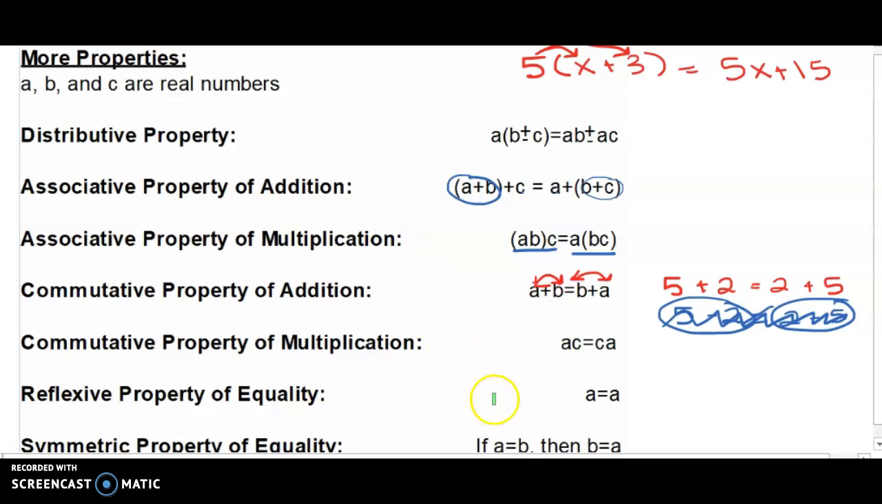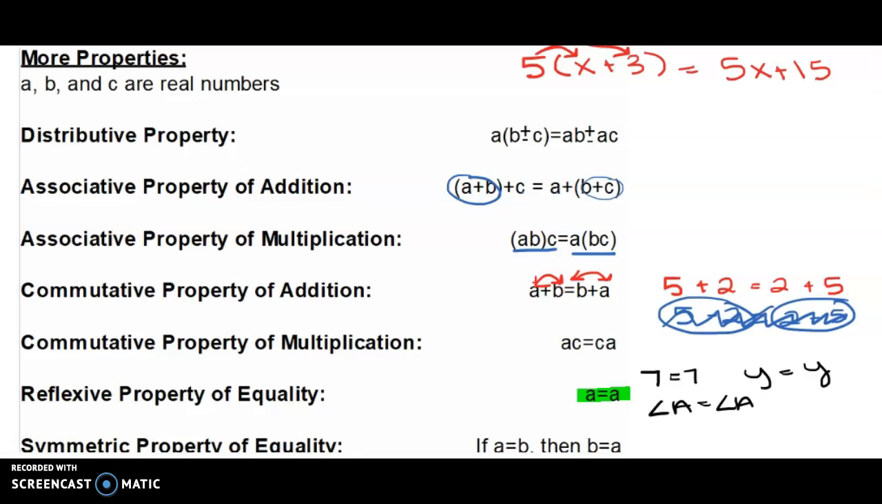The reflexive property of equality, guys, this seems ridiculous at this point, and I get that. But I promise you, it will be very, very relevant when we get to our congruent triangles chapter. We will use this a lot. It'll become our best friend. So the reflexive property of equality just tells us something is equal to itself. Literally, something is equal to itself. So maybe it's 7 equals 7, y equals y, angle A equals angle A. I mean, the list goes on and on. But the left side of the equation and the right side of the equation are the exact same. Think of it like you're looking in a mirror to see a reflection.